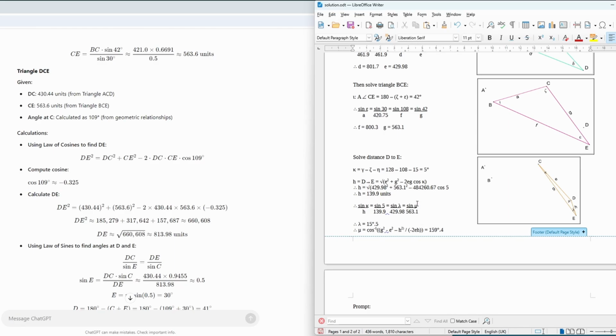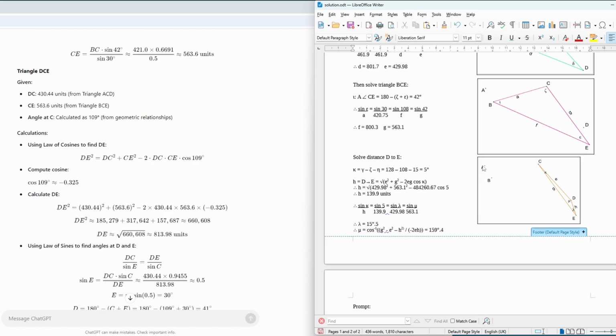And I've calculated that angle from doing a simple subtraction using the other triangles. But it is saying angle at C calculated as 109 degrees from geometric relationships. But the angle at C is not 109, as you can see, it's about 5 degrees.